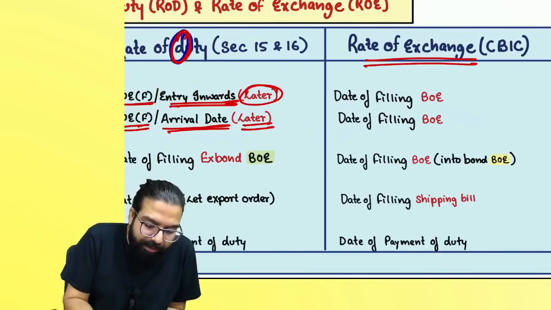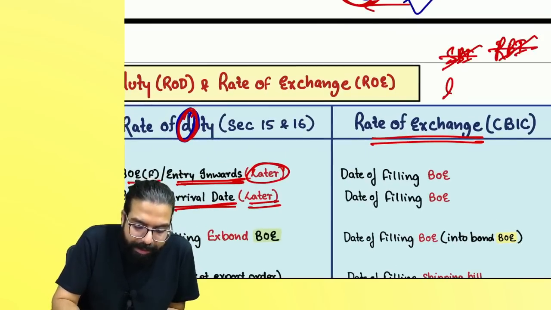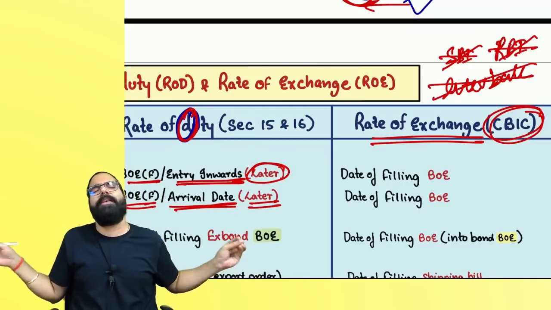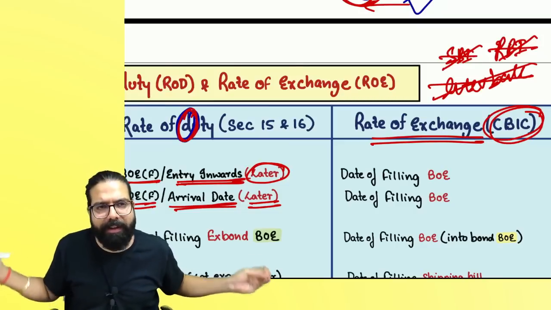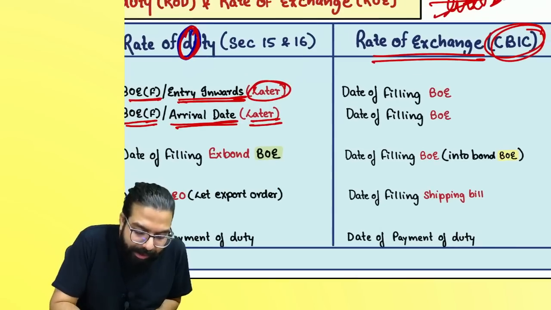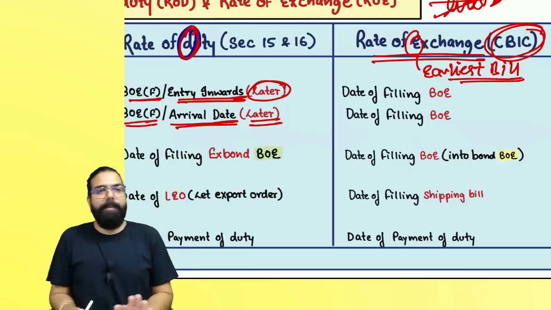Remember, rate of exchange in this scenario is always CBIC. You never take SBI rate, RBI rate, interbank rate, anything told in the exam, please don't take it. Please only take CBIC. Rate of exchange given by the CBIC only has to be taken. Remember, exchange means E, and E means the earliest bill.